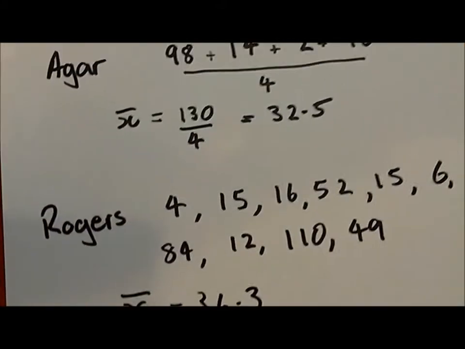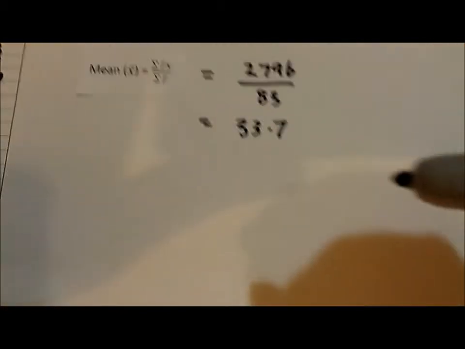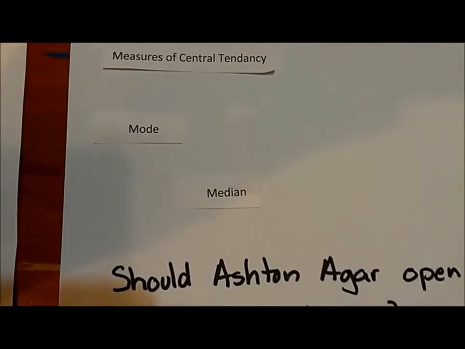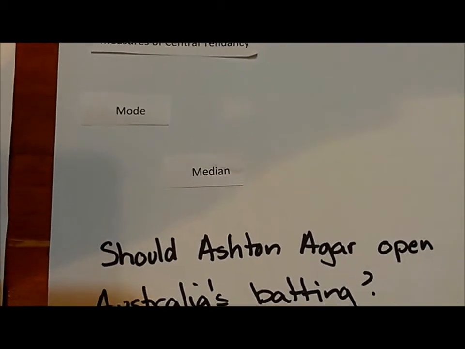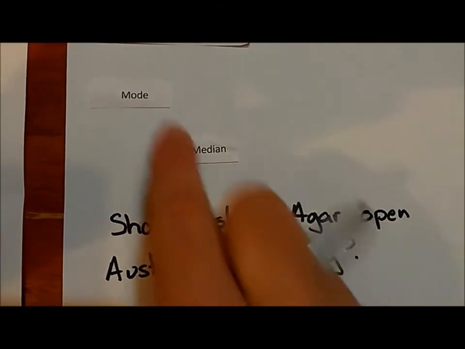So once again, Ashton Agar seems to be in the ballpark. His average is very close to Chris Rogers' and Shane Watson's. It might actually be worth looking beyond the mean and maybe picking one of these other two scores before we go and make a final decision here on who should open the batting. So I'll take the mode first.